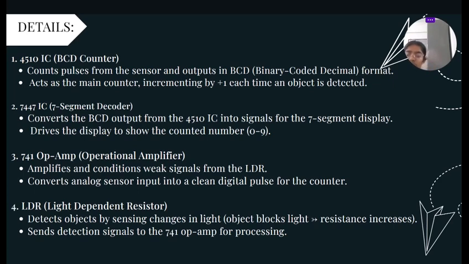Third is a 741 operational amplifier. It amplifies and conditions weak signals from the LDR and converts the analog sensor input into a clean digital pulse for the counter. Fourth is LDR, light dependent resistor. It detects the object by sensing changes in light and sends the detection signals to the 741 operational amplifier for processing.